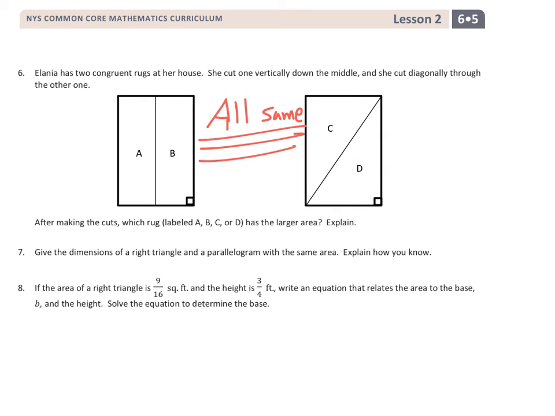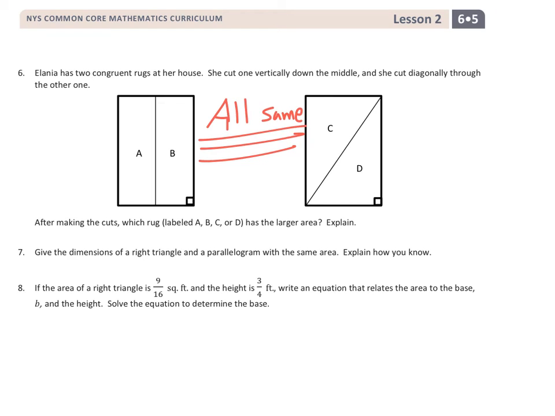So number 6 is just logic. Don't try to use formulas and mathematical equations here. Just use logic. These are two congruent rugs, so they have the exact same area. And each of them is cut in half, just in different ways. So that means A and B are exactly the same, and C and D are exactly the same. But that also means that A has to be the same as C and D, and they all have to be the exact same because it's the same total cut in half, just in different ways.